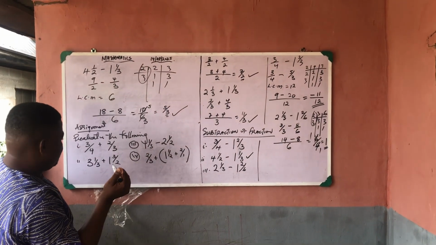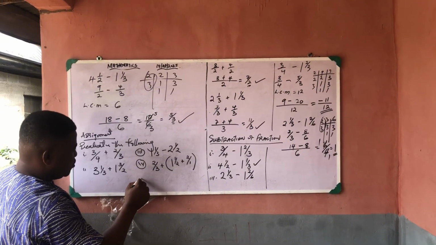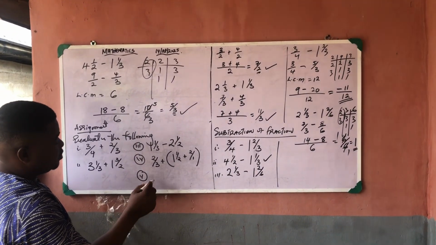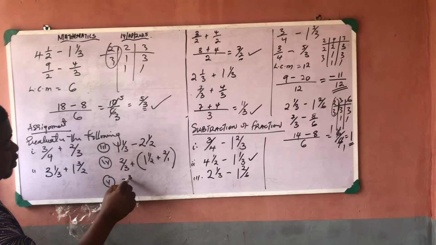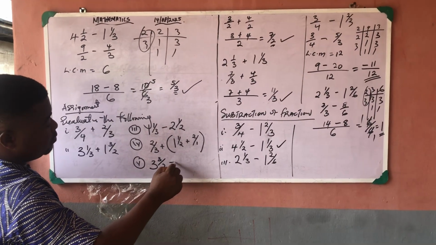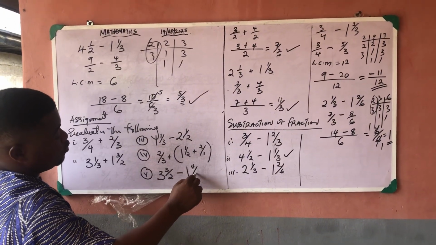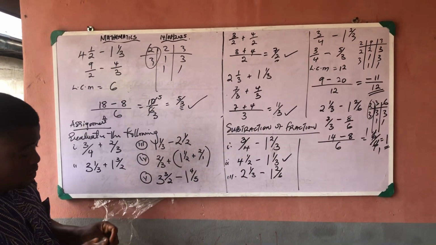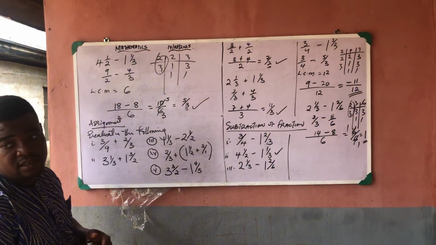Whatever you have as answer, you now add. Okay, let's leave this. Let me give you one more. Number 5. Let's say 3 whole number 3/2 minus 1 whole number 4/5.